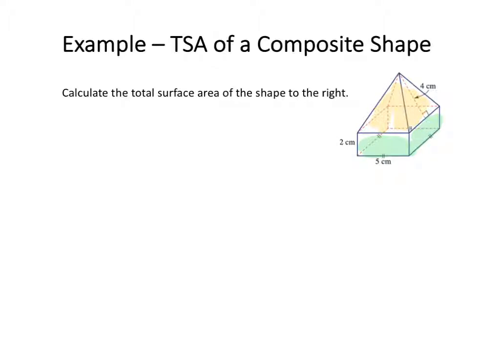Now, because there is no formula to calculate the total surface area of a square base pyramid, the method here to calculate the total surface area of the composite shape would be to draw a net of that 3D composite shape and then calculate the area of each individual component and add them all together at the end. So let's start off by having a look at the net that we need to draw.